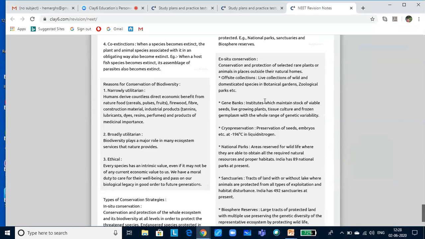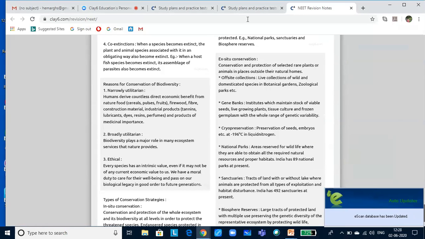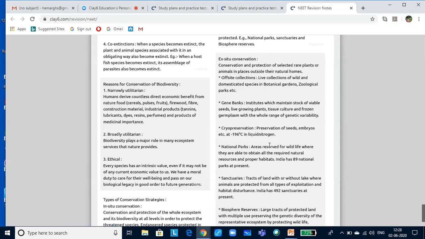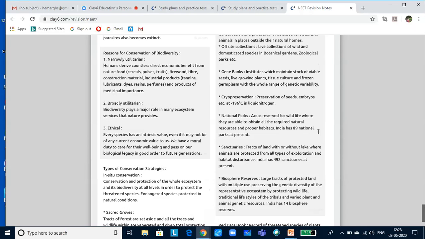Now let us look into ex situ conservation. Conservation and protection of selected rare plants or animals in places outside their natural homes. Off-site collections of wild and domesticated species are kept in botanical gardens or zoological parks. Gene banks are the places where stocks of viable seeds, live growing plants, tissue culture, and frozen germplasm with the whole range of genetic variability are stored and preserved. Cryopreservation is the preservation of seeds or embryos at minus 196 degrees Celsius in liquid nitrogen.